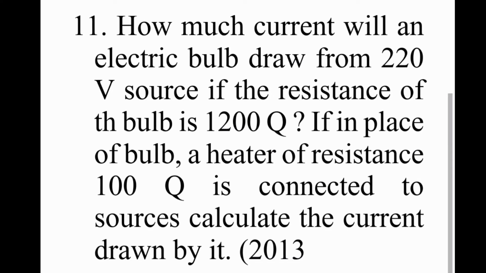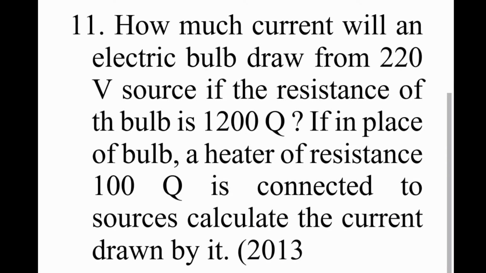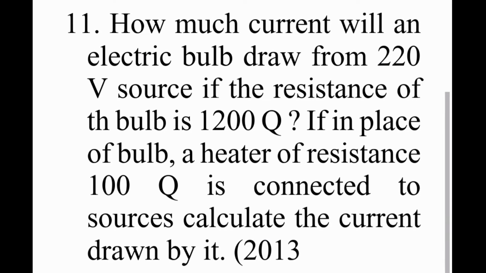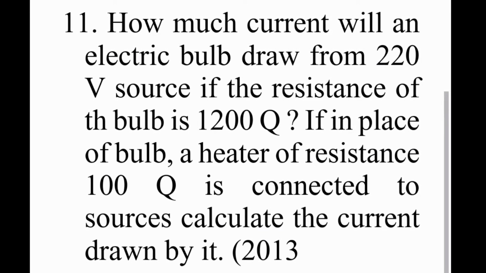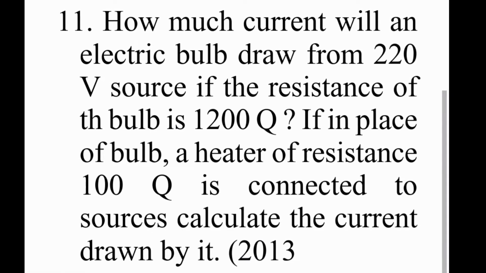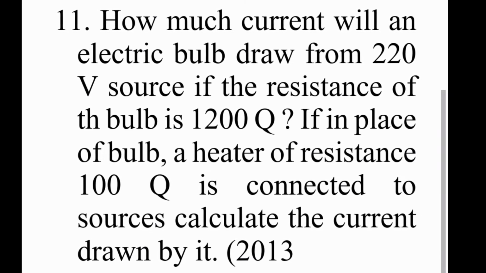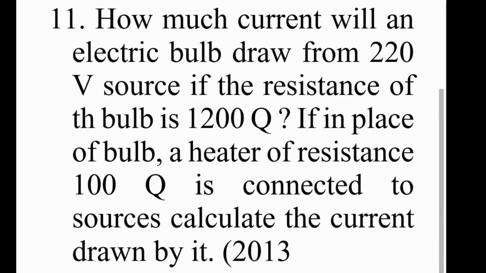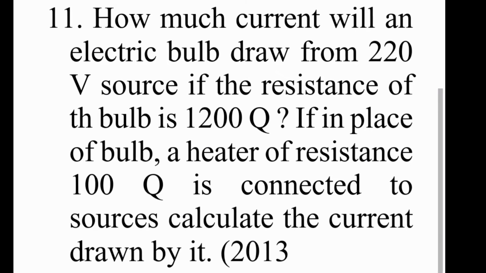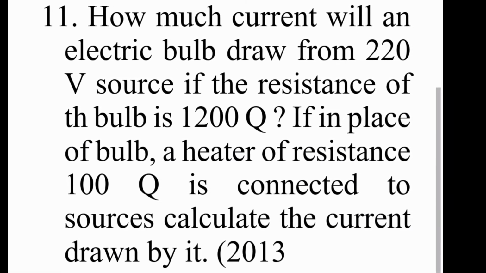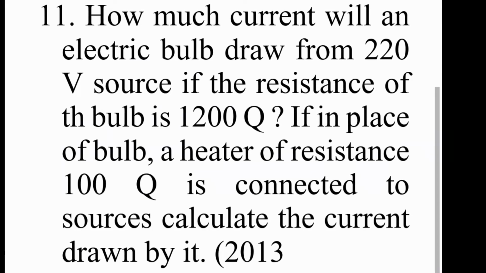The next question is asked in the year 2013. How much current will an electric bulb draw from a 220 volt source if the resistance of the bulb is 1200 ohm? If in place of the bulb a heater of resistance 100 ohm is connected to the source, calculate the current drawn by it. Here the potential difference and the resistance are given. We have to calculate the current.